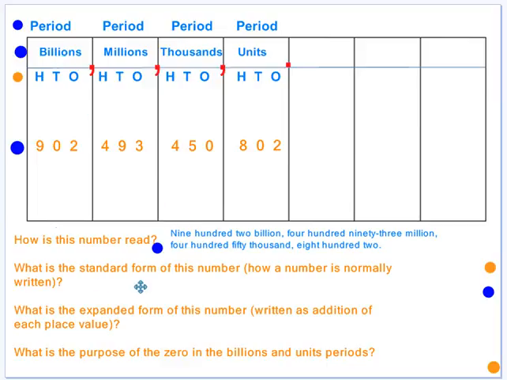We also need to know how to write a number in standard form. Standard form of a number is how we normally write a number with our little commas and things like that. So this is standard form.